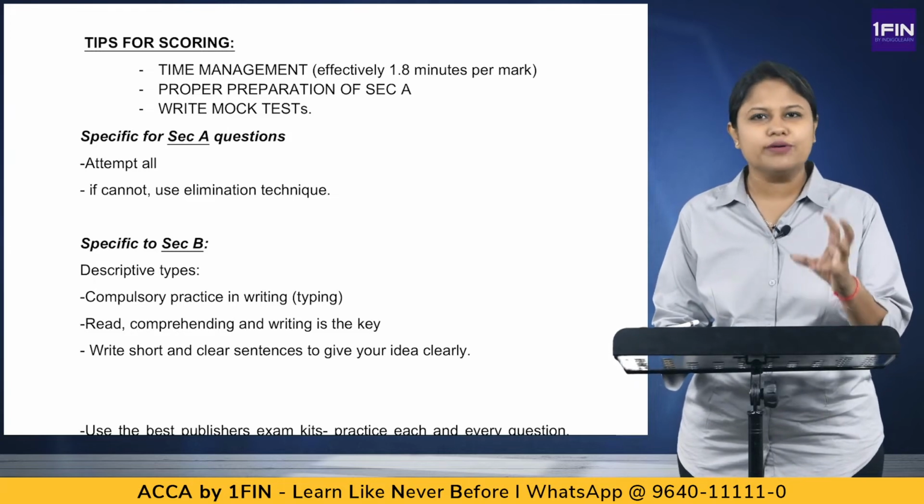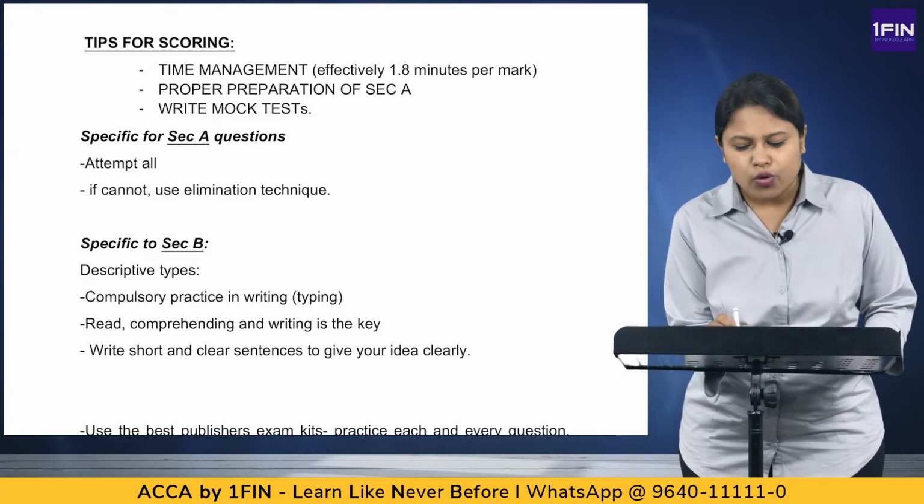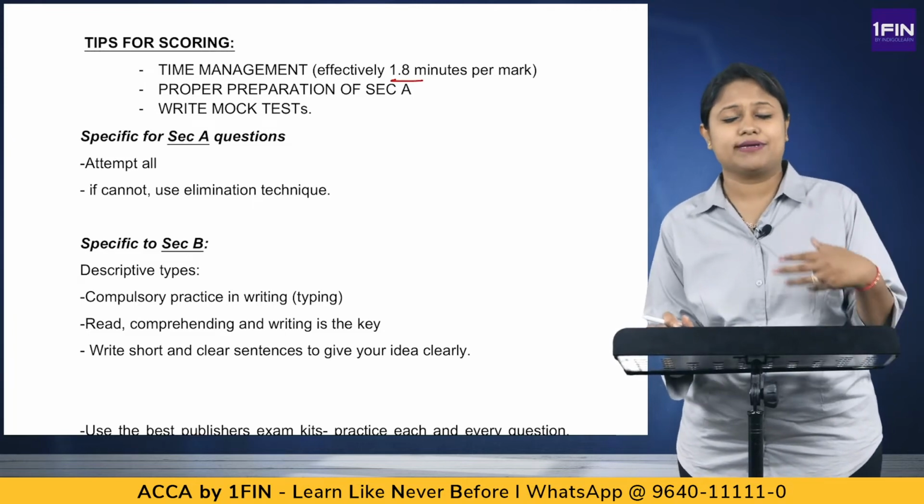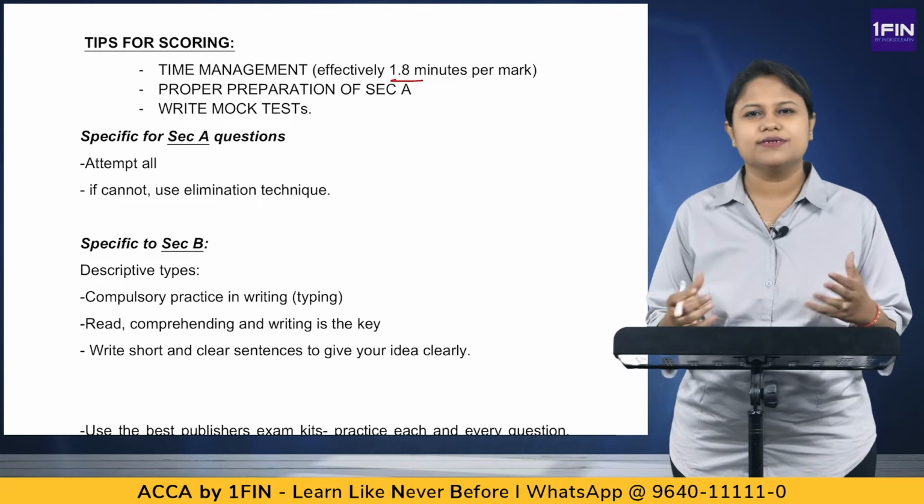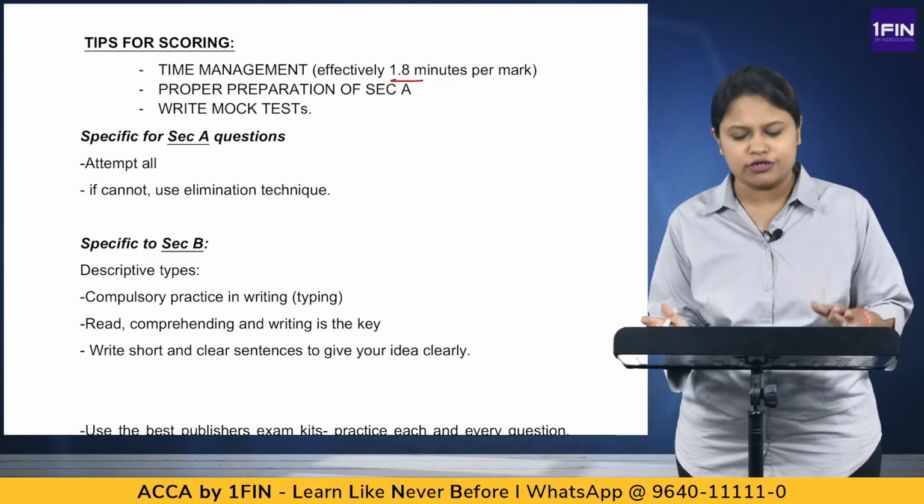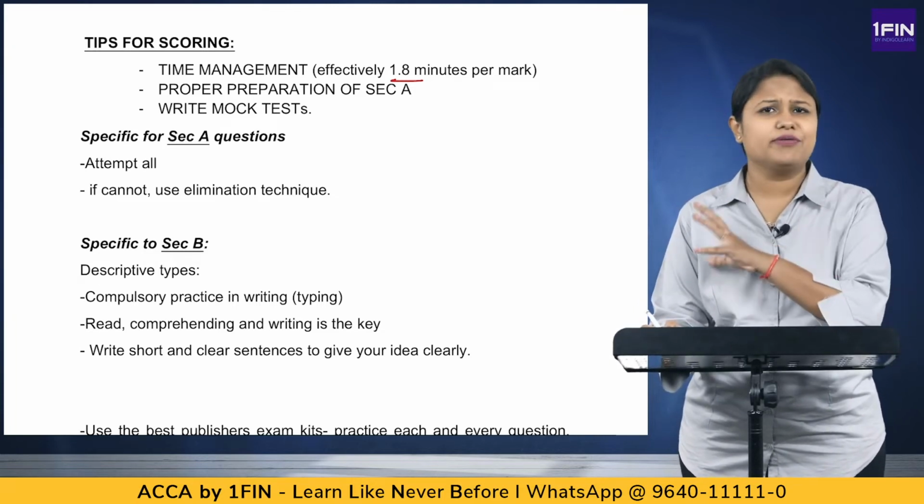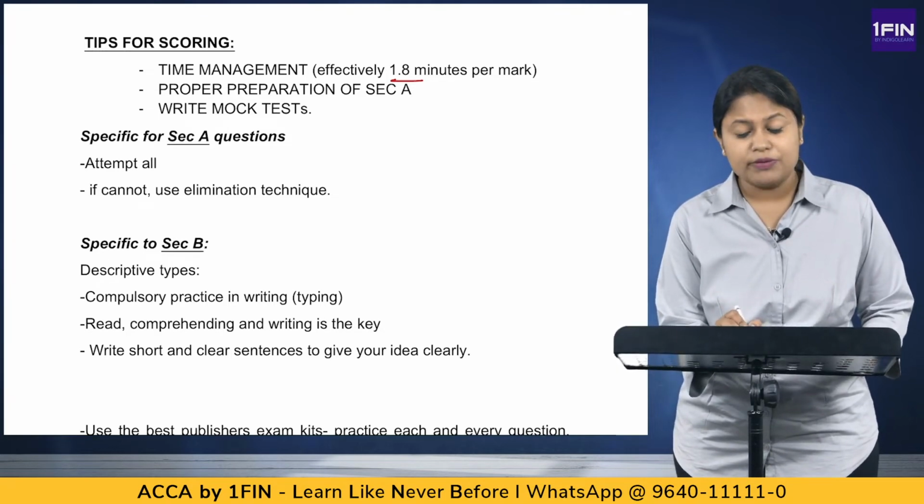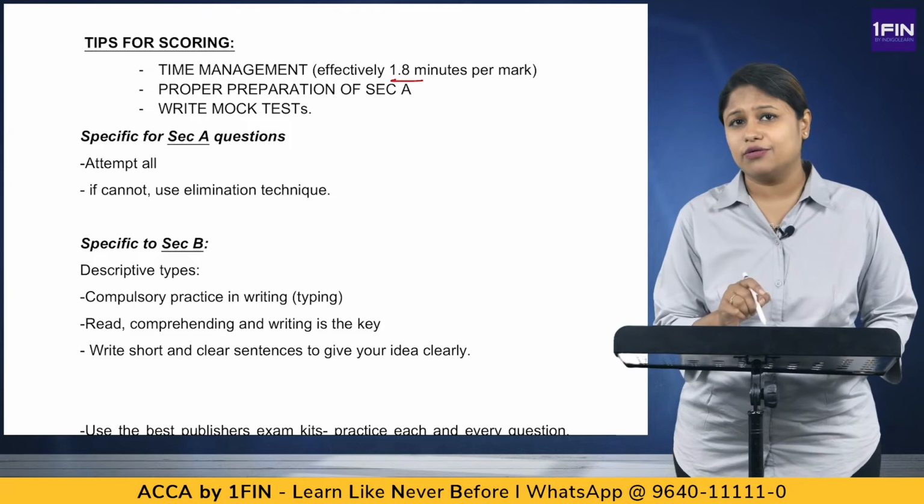Effectively, if you look at the numerical calculation, then you will have 1.8 minutes per mark. Obviously, you'll take some time for thinking, you'll do some analysis, sometimes some disturbance, because of which there is going to be some kind of normal loss. So you have to be very, very particular that you actually do it properly. Correct?